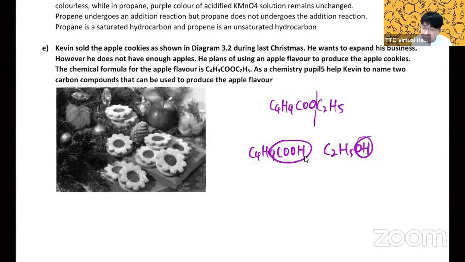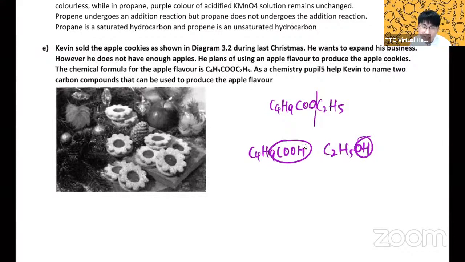C4. Do you call this butanoic acid? Because it's ethanoic acid, ma. So a 4C usually start with BUT. So you all usually name this as butanoic acid. So at here, leh, isn't break at the middle of the 2O? Doesn't really matter, actually. Either one you break, you still have COOH and OH, ma.